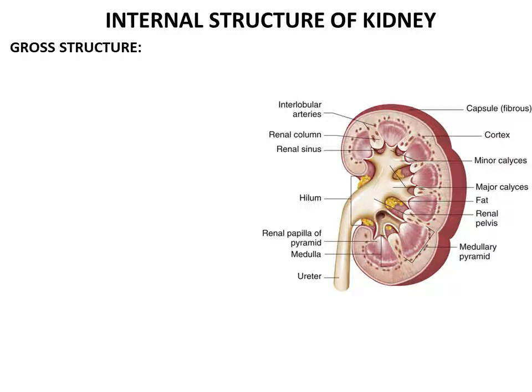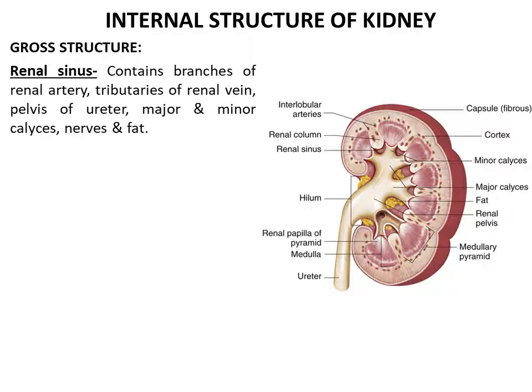The gross internal structure of the kidney. The renal sinus. It is a space or a cavity which extends into the kidney from the hilum. Its walls are lined by the renal capsule, and it mainly contains branches of the renal artery, tributaries of the renal vein, the pelvis of the ureter, major and minor calyces, nerves and fat. There may be 2 to 3 major calyces and 7 to 13 minor calyces.